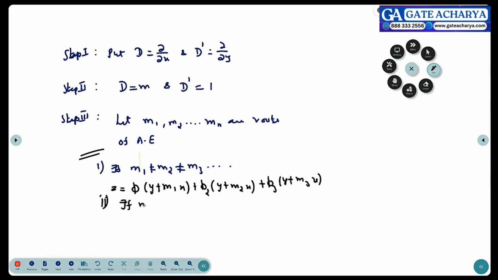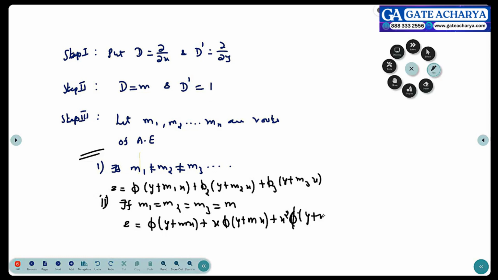If m1 is equal to m2 is equal to m3, that is equal to m. Equal roots na ஒரே m னு வச்சுக்கலாம். அப்ப என்ன ஆகும்னா z is pi 1 of y plus mx plus x into pi 2 of y plus mx plus x square into pi 3 of y plus mx. இது அப்படியே தான், இது மாறாது. இங்க m1 m2 m3 போடுவோம். இங்க pi 1 of y plus mx plus x times pi 2 of y plus mx plus x square times pi 3 of y plus mx because all m's are equal.